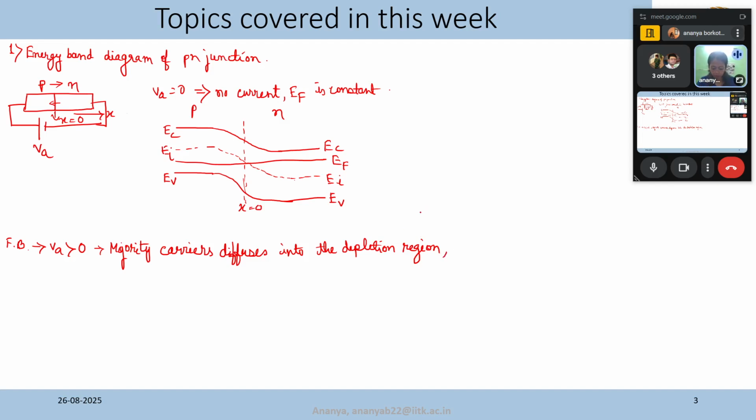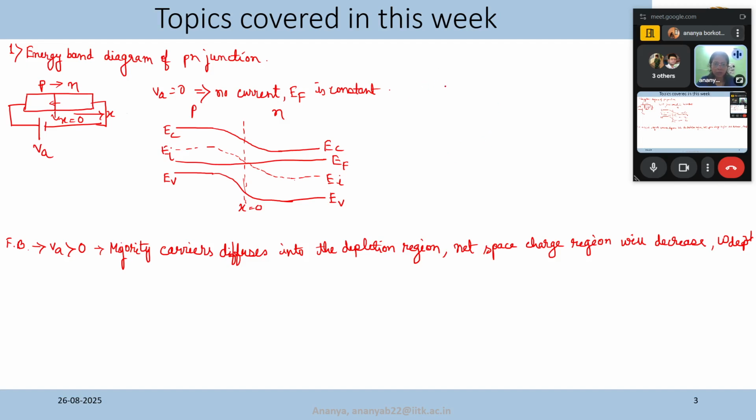So what will happen? The net space charge region will decrease, and our W depletion will also decrease. So how does the energy band diagram look in that case?